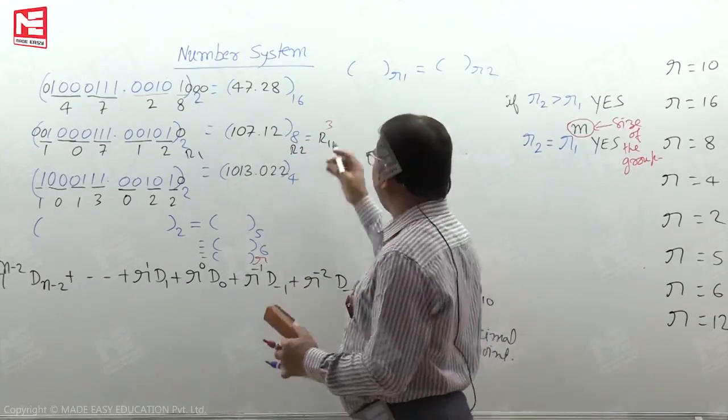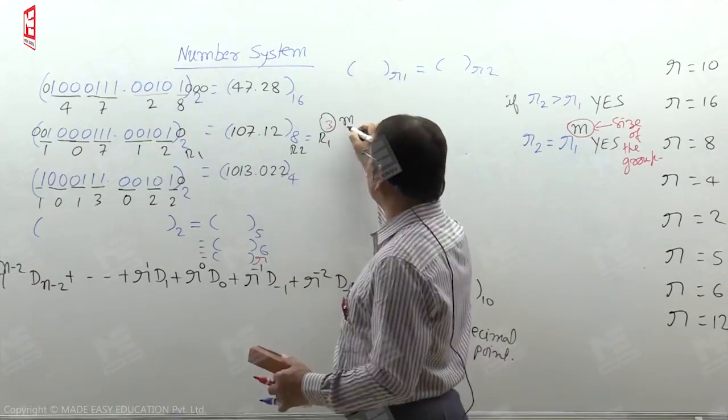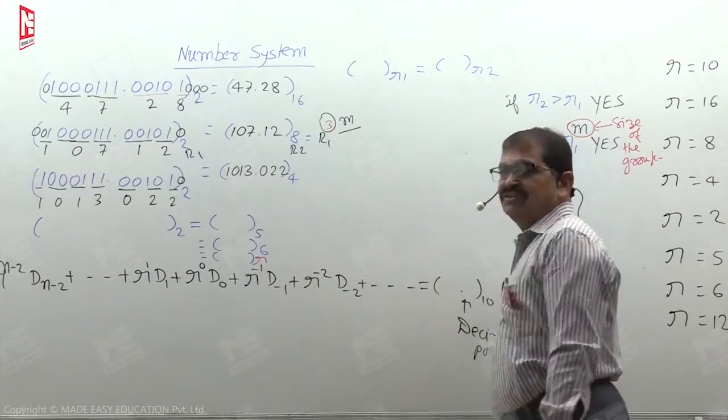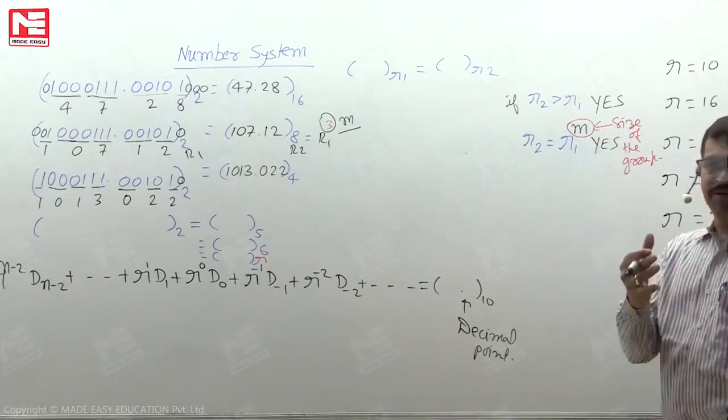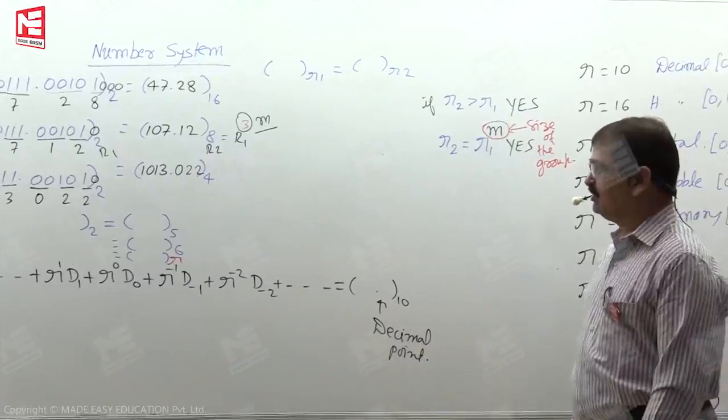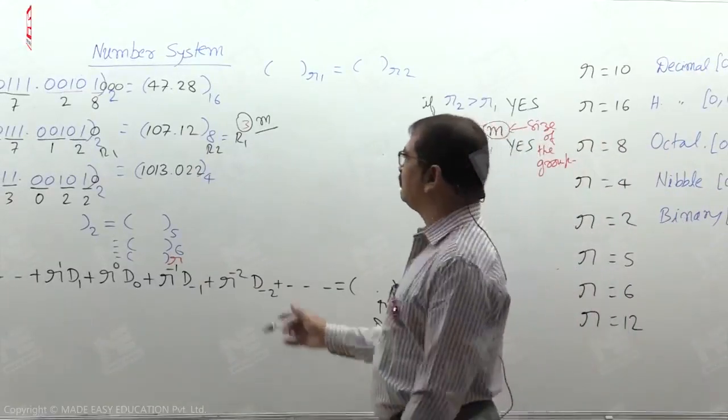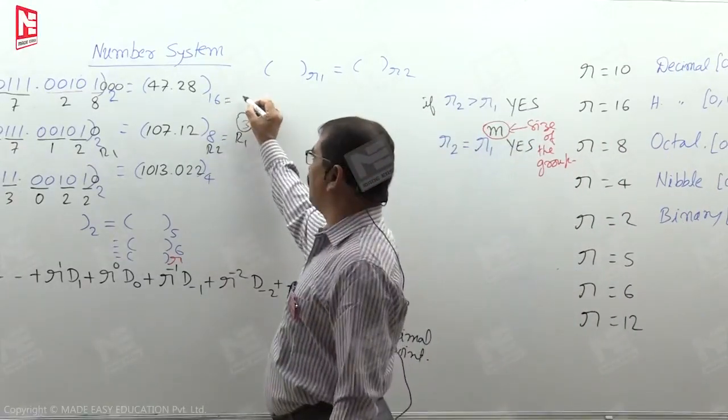Based on this, we have M as 3, which is what we call the group size. Hence, when we are converting a binary number to an octal number, we read the grouping of 3 bits. The same thing holds good for the other 2 cases we are mentioning.